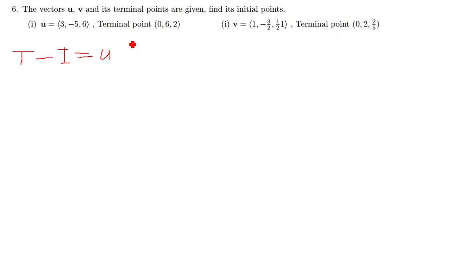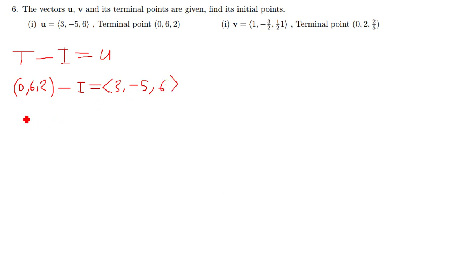So have I been given the terminal? Yes, it's there, which is just 0, 6, 2. So this is just a point. Then minus the initial, which has not yet been given. This is what we've been asked to find. Then u has been given, which is 3, -5, and 6.